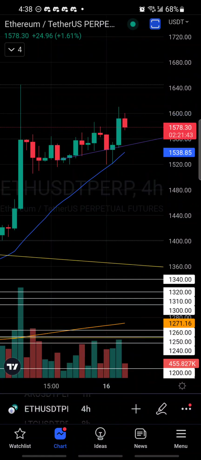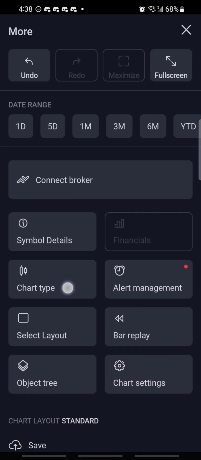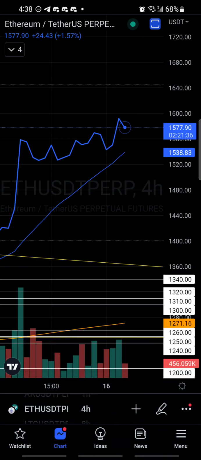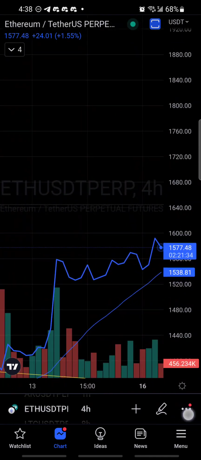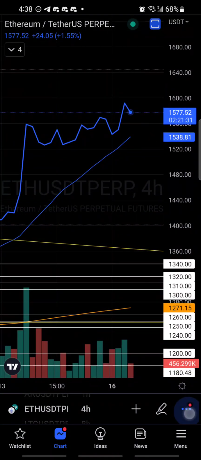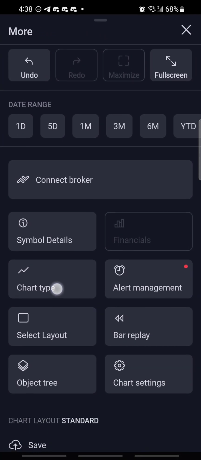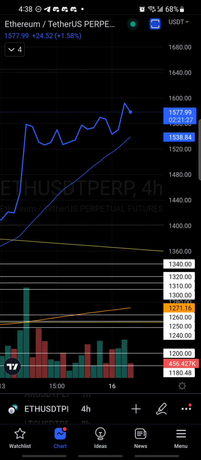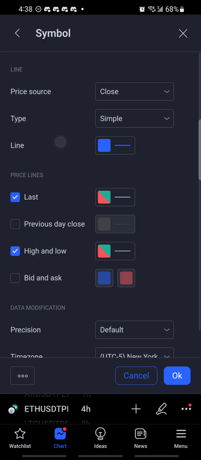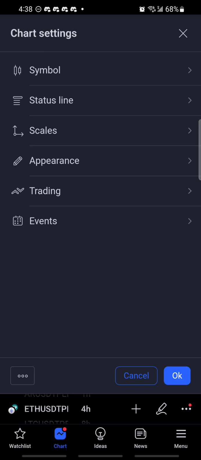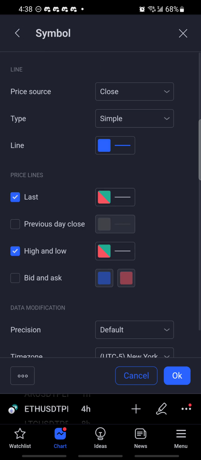So I'm going to go and delete this. I'm going to change it back to a line chart. Then I click the three buttons down here on the lower right hand side to get to that chart type button right there, to change it to a line chart. And I'll double click the line, and here it says price source is close. Now, mind you, I'm on the symbol page. You might click it and it'll be on the regular chart settings page, so you want to go into symbol if that's the case.